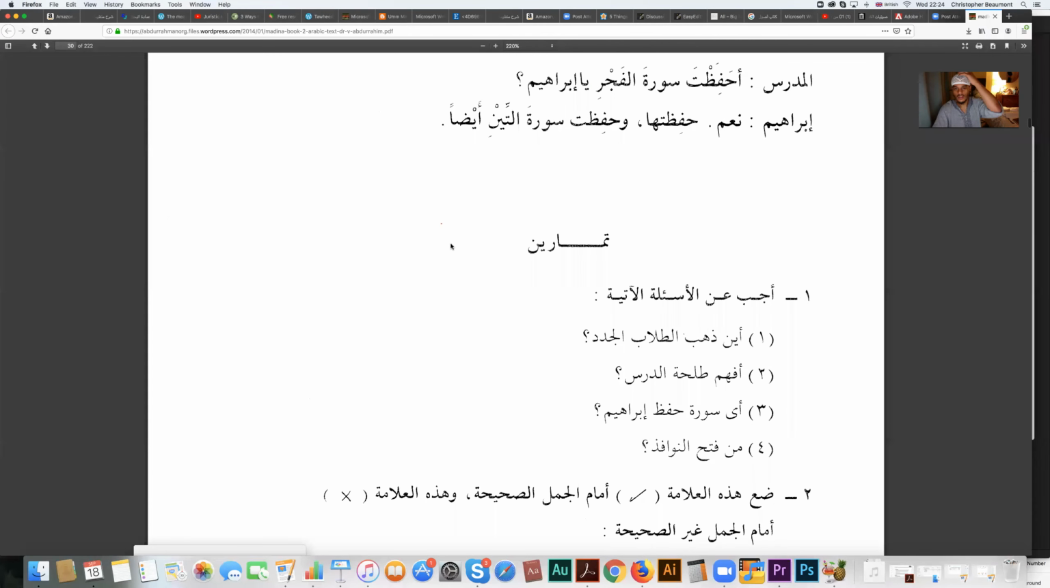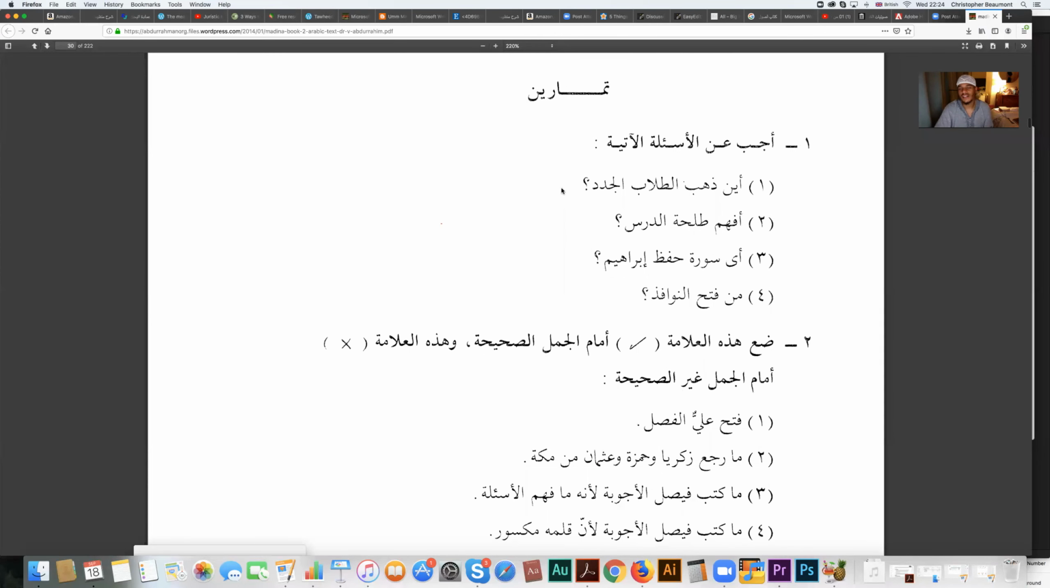Okay. So now it says tamarin, exercises. It says أجب عن الأسئلة الآتية. Answer the following questions. Now I'm going to unmute Abdullah and Farwa. Is there anybody else that would like me to unmute them? If you do, just message in the comments thread.